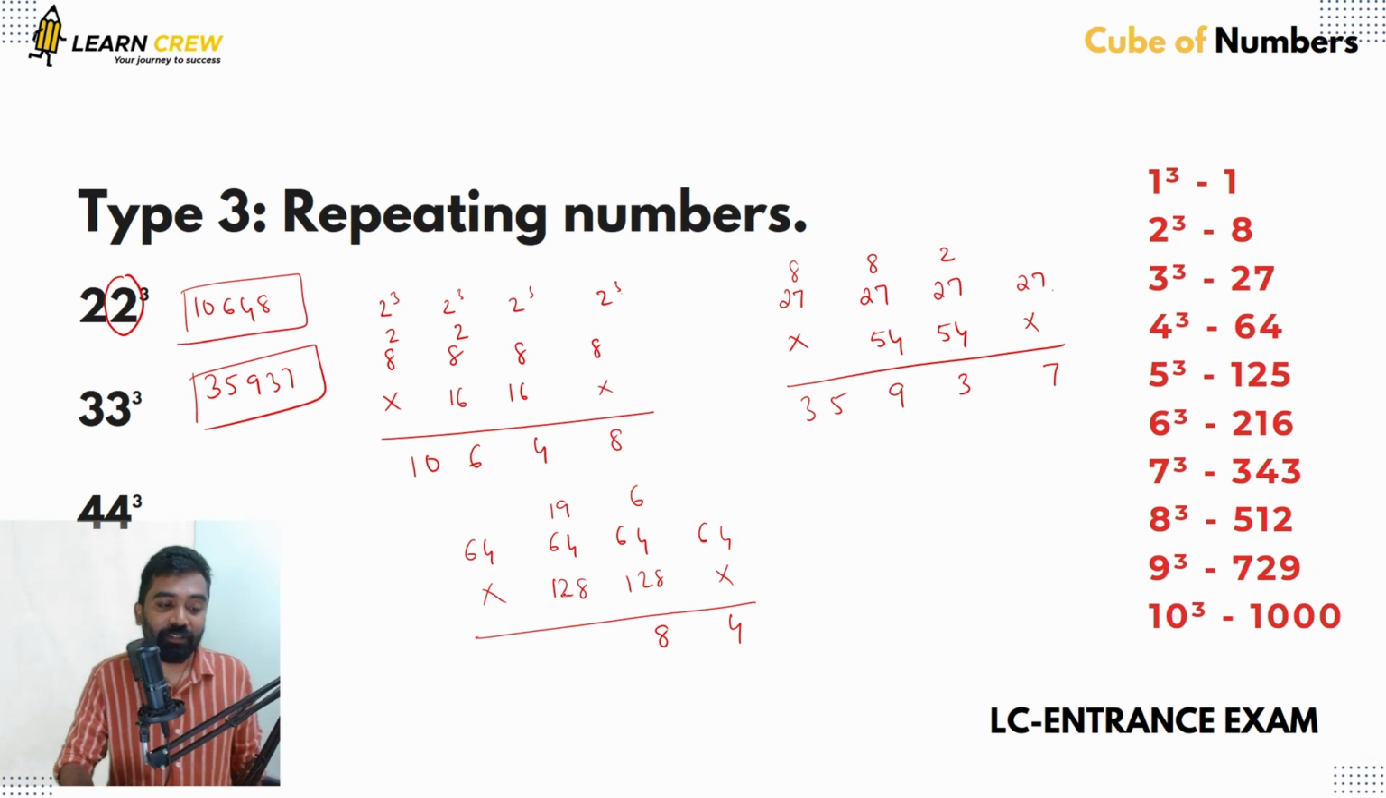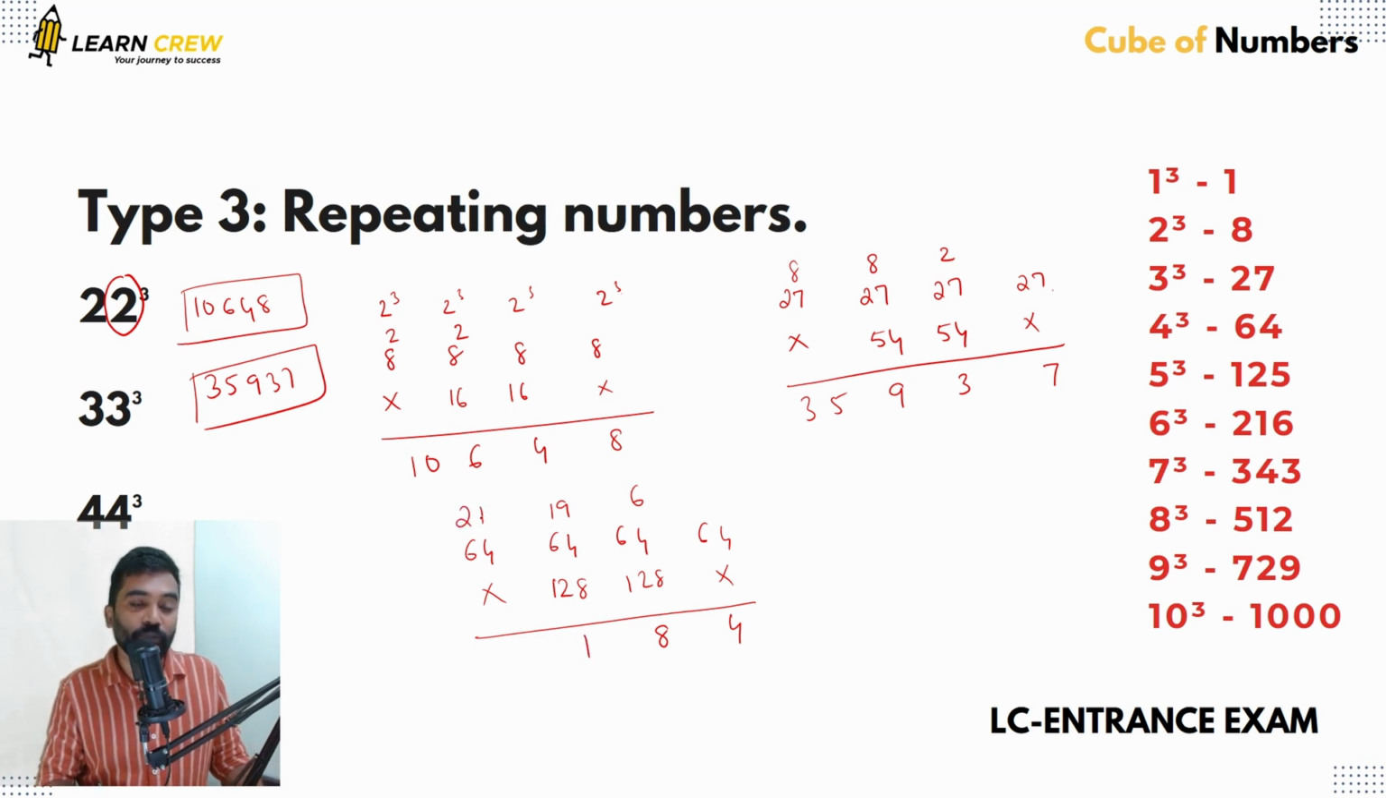This becomes 192, 192 plus 19. 192 plus 10 becomes 202. 202 plus 9 becomes 211. 121. This becomes 80, 85. 85184 becomes the answer for this.